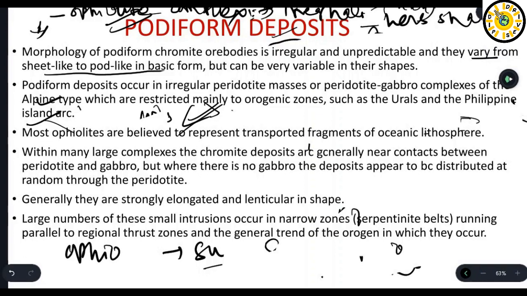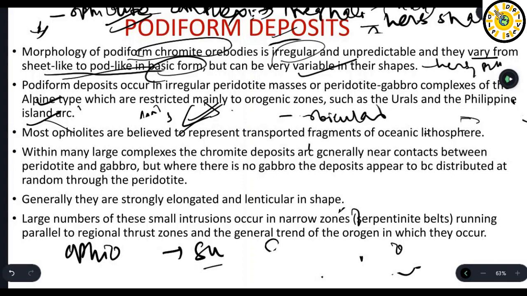Okay, let's begin. All the types of podiform chromite deposit have an irregular pattern, you know, right? They sit like pods in basic form but can be variable in their shape. It can be lens shape, it can be pipe shape, but mostly you will find the podiform chromite deposit in the lens shape or lenticular pattern that shows the orbicular texture. All the podiform chromite shows the orbicular texture, but all the stratiform chromite shows the cumulus structure.